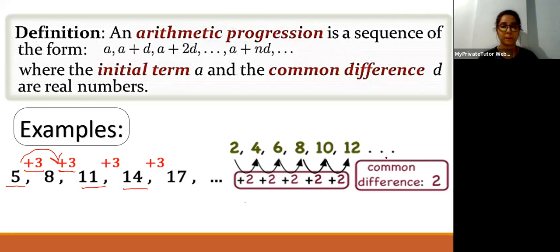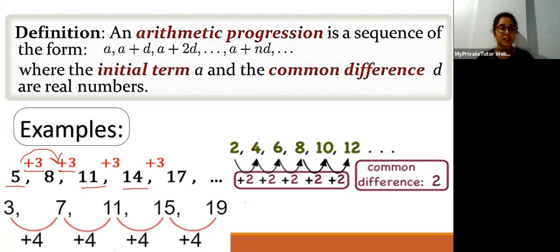Okay, so the next example is this. You have 3, then 7, then 11, 15, and then 19. The first term is 3, and you add 4 to it, and you get 7. Then you have 7, you add 4 to it, you get 11. Then 11, you add 4, you get 15. You have 15, you add 4 and you get 19. In this way this series would go on till any number you want.